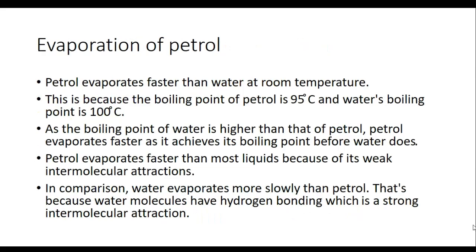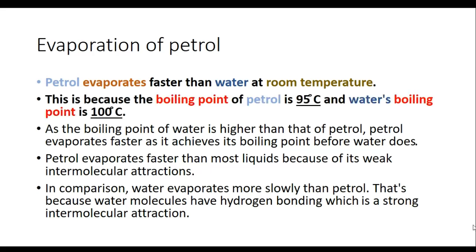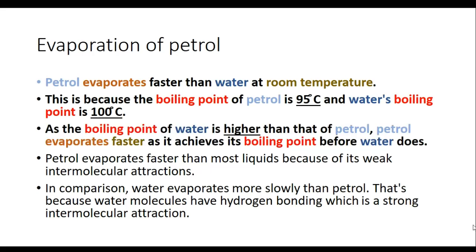Next we will talk about the evaporation of petrol. So petrol evaporates faster than water at room temperature. This is because the boiling point of petrol is lower than water's boiling point. As the boiling point of water is higher than that of petrol, petrol evaporates faster as it achieves that boiling point faster than water does. It's very similar to ethanol. Ethanol has a lower boiling point than water, so it evaporates earlier than water will.